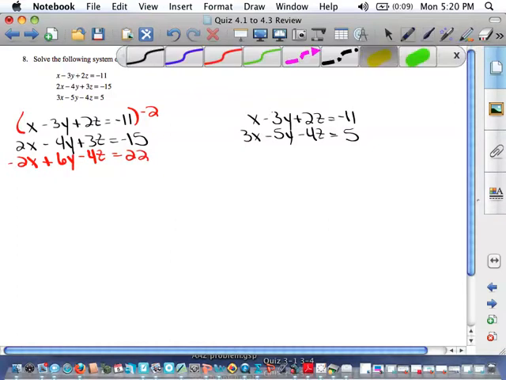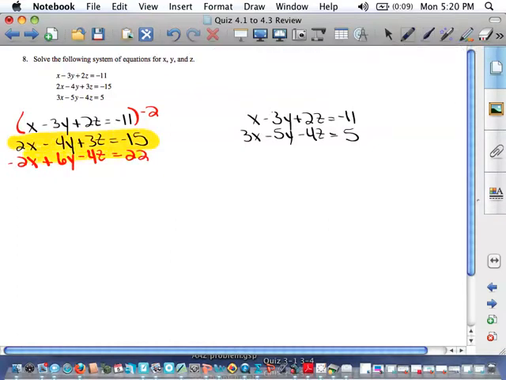Now I'm going to use these two equations, eliminate the x to get my equation down to a 2 by 2. So when I add those together, the x's cancel. I have 2y minus z equals 7.